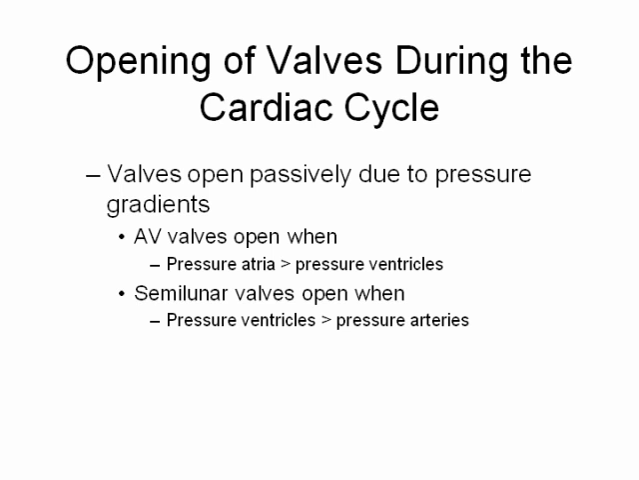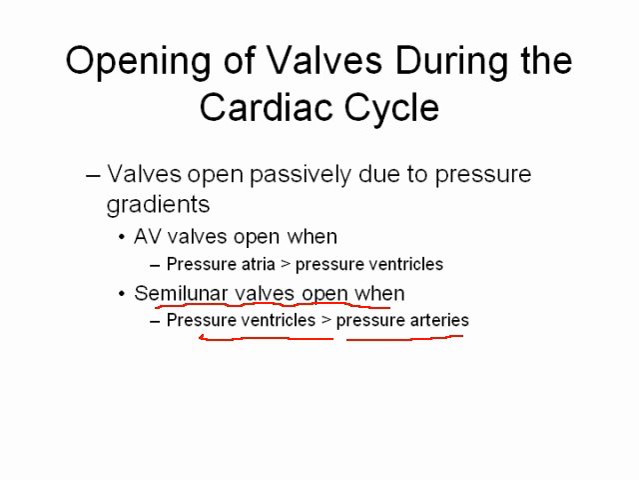So now we're going to dissect out some of this and some of the details. The opening of the valves during the cardiac cycle. Remember, the valves open passively due to pressure gradients. The AV valves open when the pressure in the atria exceeds the pressure in the ventricles. The semilunar valves open when the pressure in the ventricles exceeds the pressure in the arteries.